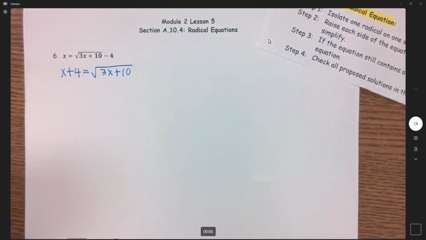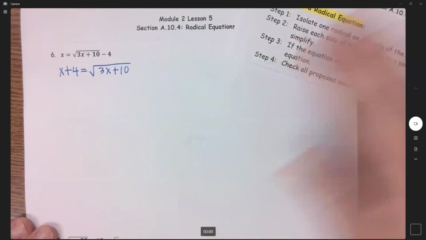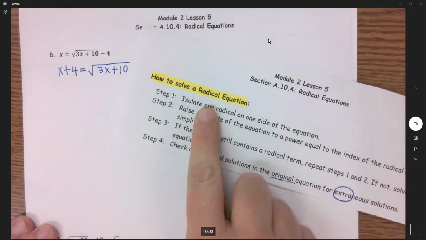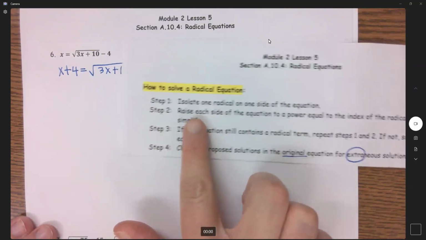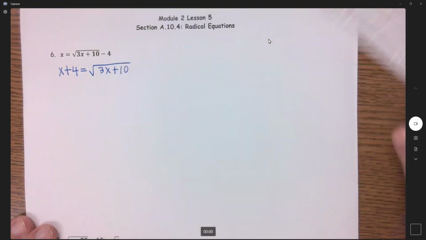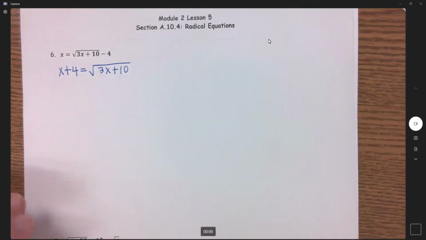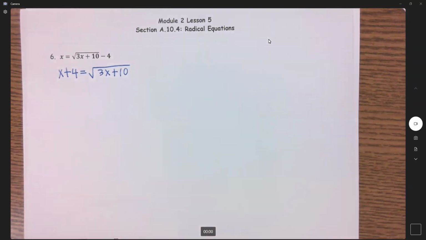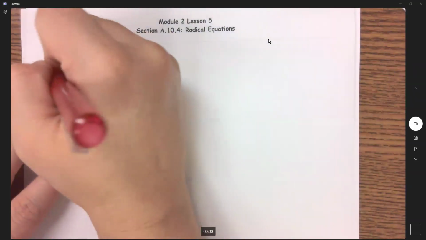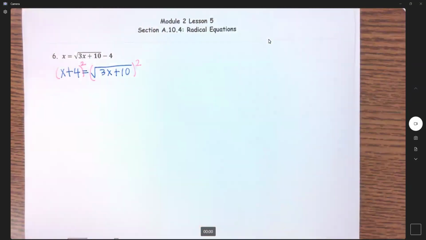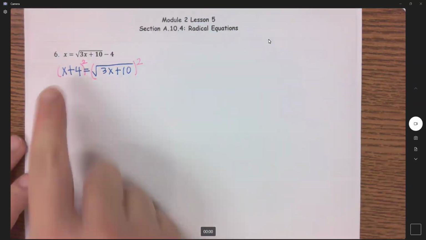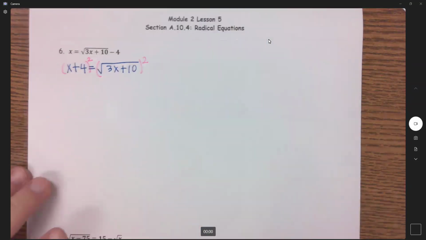Okay. So now that I have isolated one radical, now we're going to raise each side of the equation equal to the power. The opposite of square rooting is squaring. So now I am squaring everything on the left, everything on the right. So let's talk about this left side first.